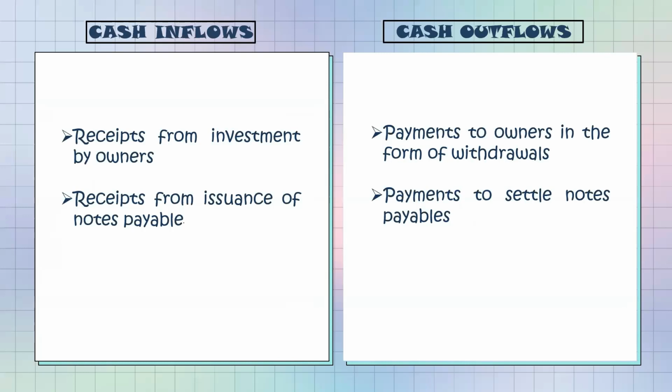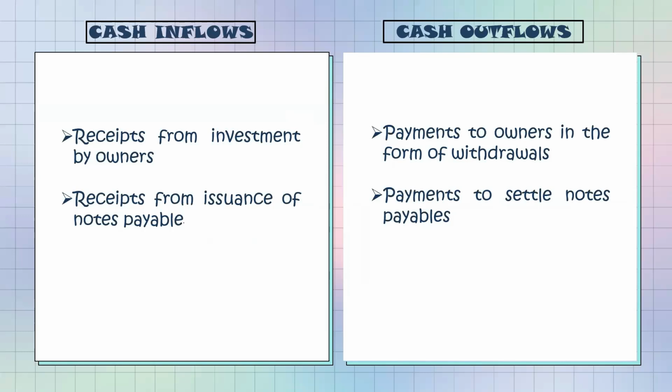So ayan, for inflows, andyan yung una, receipts from investment by the owners. So may nag-invest daw sa company mo and that investment is in the form of cash. So yung natanggap mong pera is an inflow from financing activity. And another one is a receipt from issuance of notes payable. So for example, nangutang yung company mo sa isang financing firm. So may dumating na pera sa'yo, which is under promissory note. So yung natanggap mong pera is an inflow again.